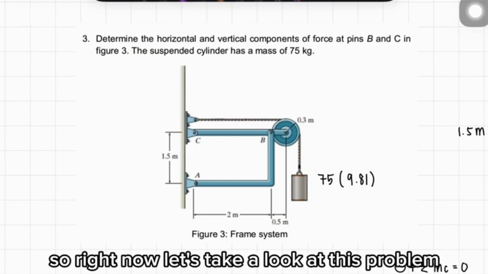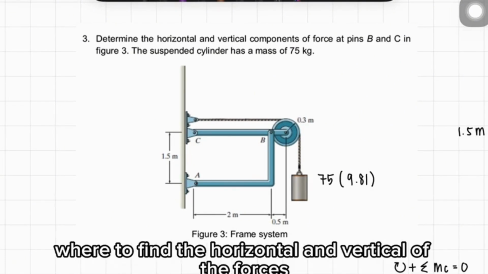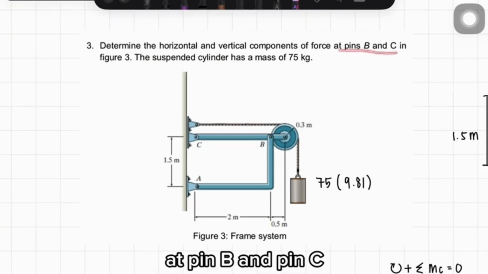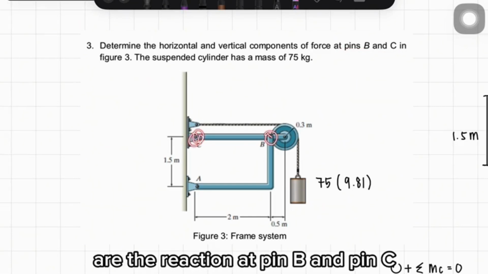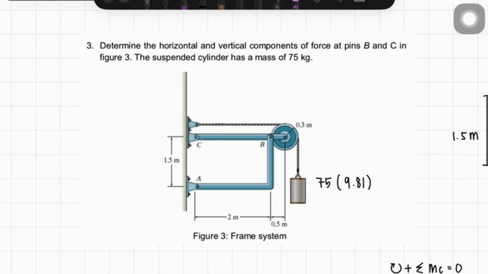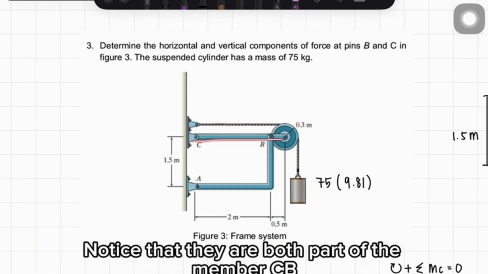Right now, let's take a look at this problem where we need to find the horizontal and vertical components of the forces at pin B and pin C. What we are looking for are the reactions at pin B and pin C. Notice that they are both part of the member CB.